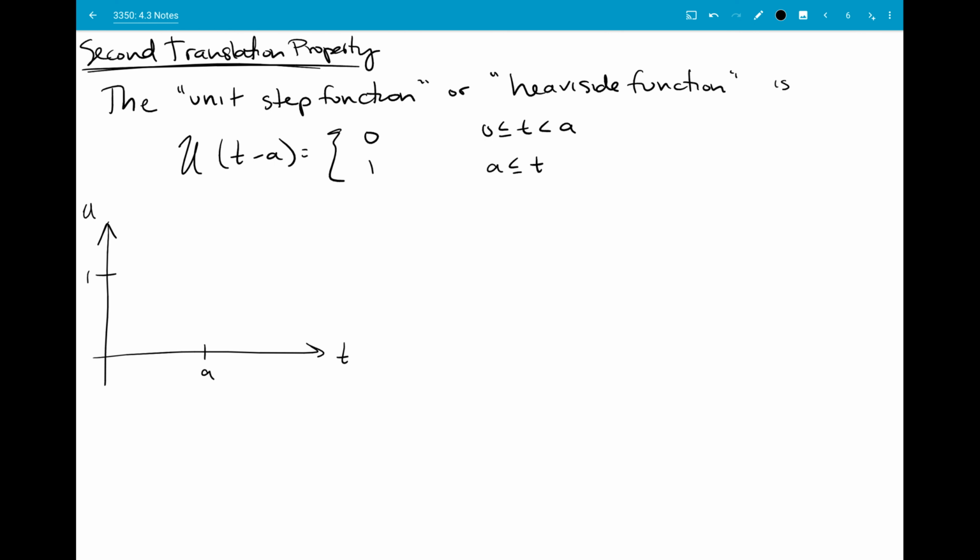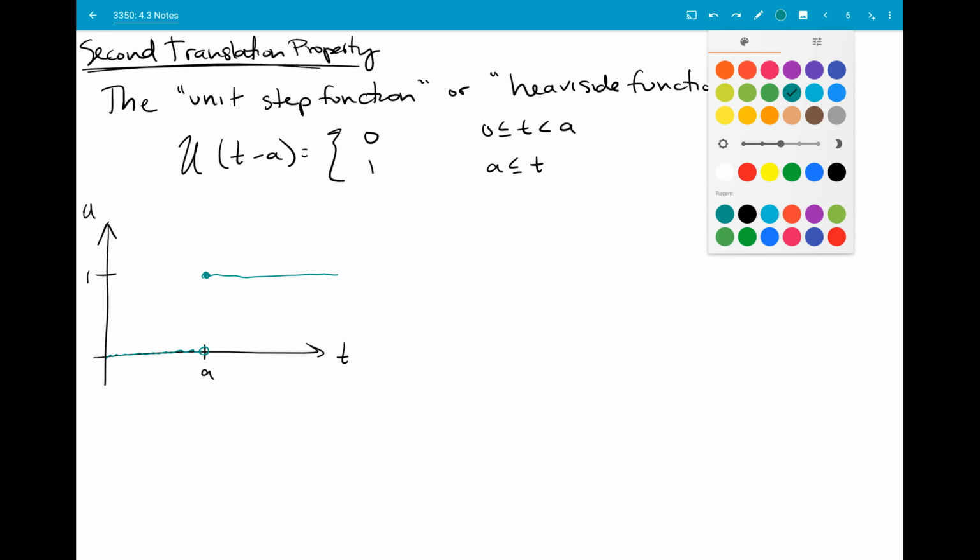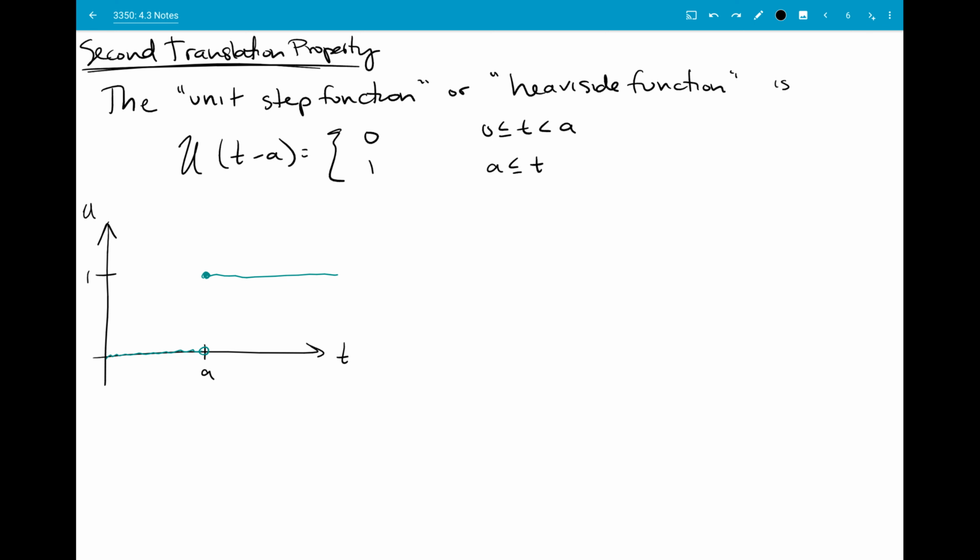And so it's 0. I should use a different color. It's 0 up until a, and then I think I decided there's still a 0 there. And then it jumps up to 1 at a, and then it's 1 after that. I used a curly line just so that you can see it over the black line if this color doesn't look different from black to you. But it's supposed to be a straight line. And so the way that we use this in Laplace transforms is to represent piecewise functions.